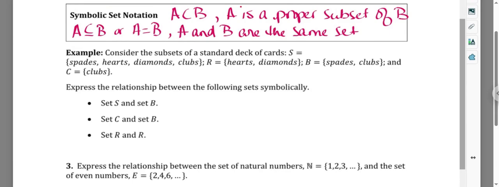So we have set S includes all four suits: spades, hearts, diamonds, clubs. Set R are the red, the hearts and the diamonds. Set B are the black, the spades and the clubs. Set C is just the clubs. So if we look at set S and set B, which one is the smaller set? B.